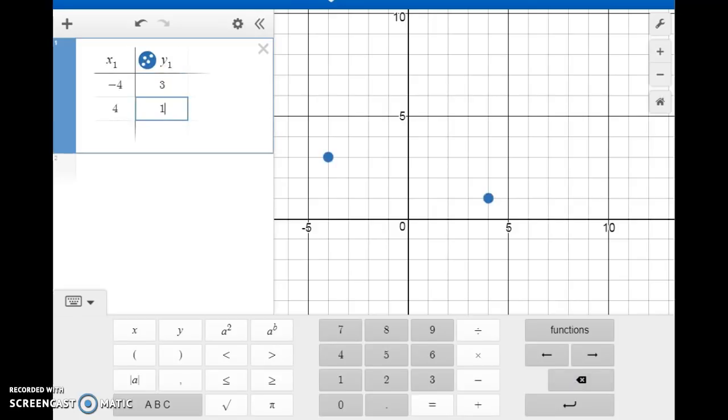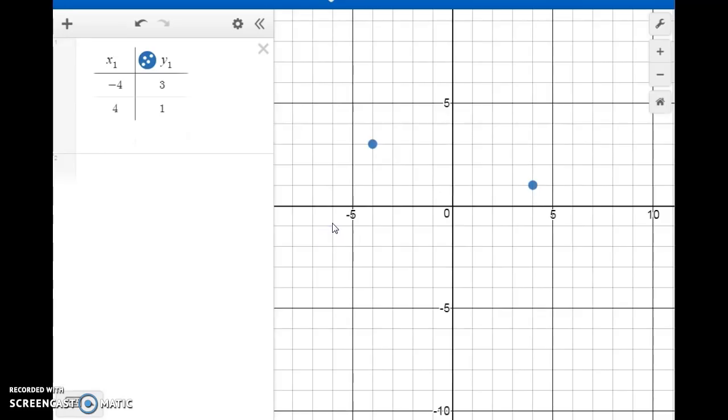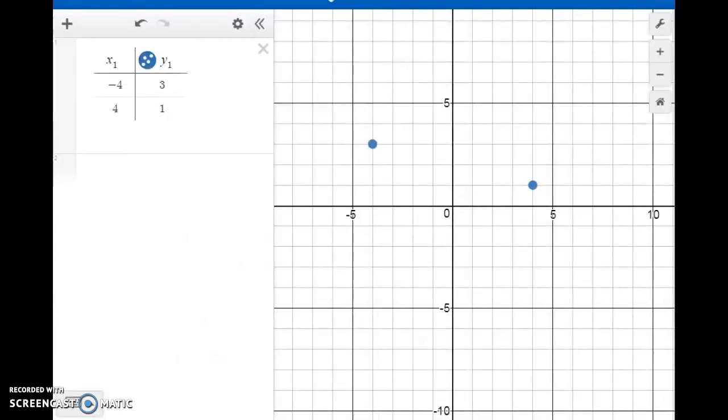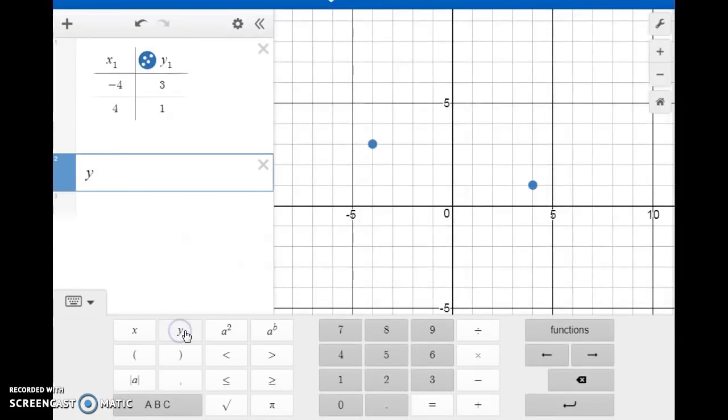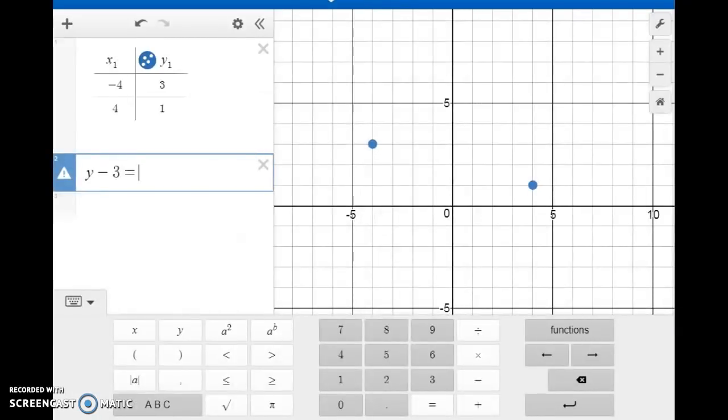Alright, once you paused the video, I went on ahead and put the points in. So those are my 2 points. Again, I need the graph to go through them, so I can check F, y minus 3 equals 1/4 parentheses x plus 4. So you do 1 divided by 4.